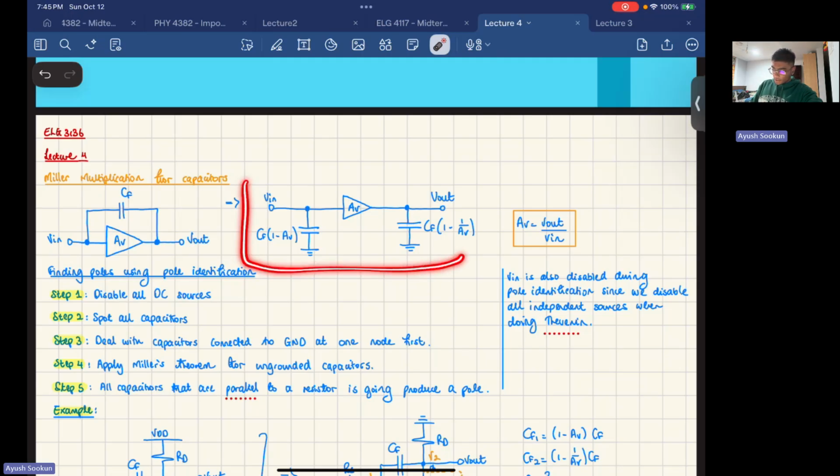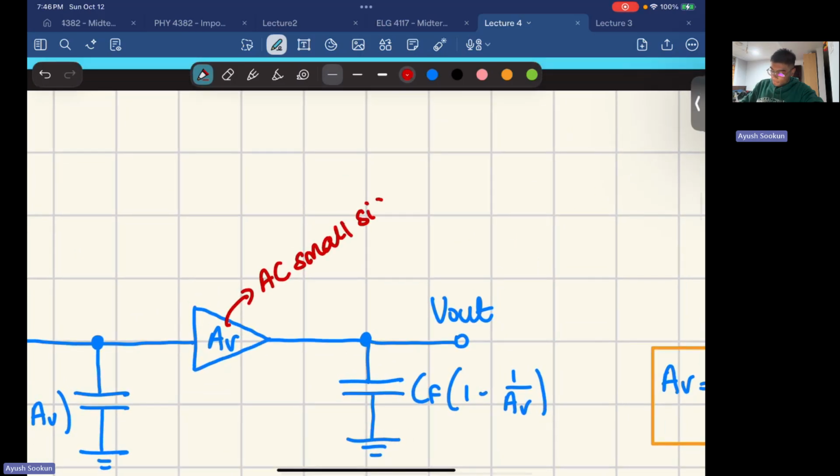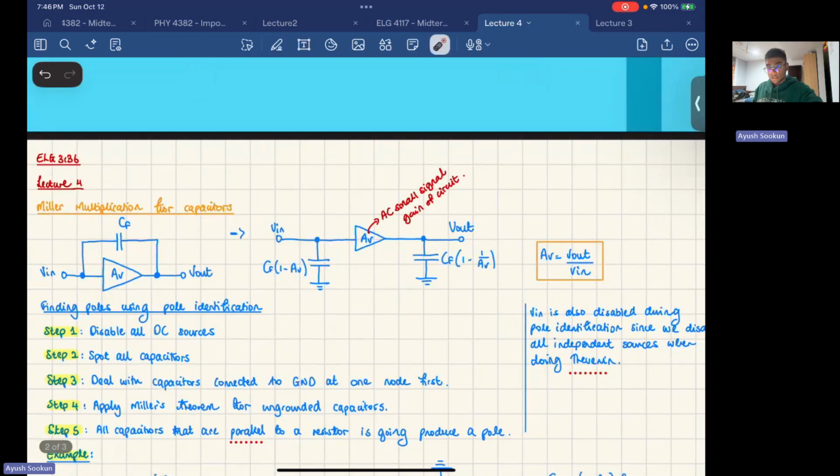As I've said before, if you look at the circuit, we have successfully done that. This is your circuit with gain AV. And then the side on the left of the circuit, the capacitance is going to be CF times 1 minus AV. Now, what is AV? AV is the AC small signal gain of the circuit. When I say AC small signal gain, how do we calculate AV? It is V out over V in.